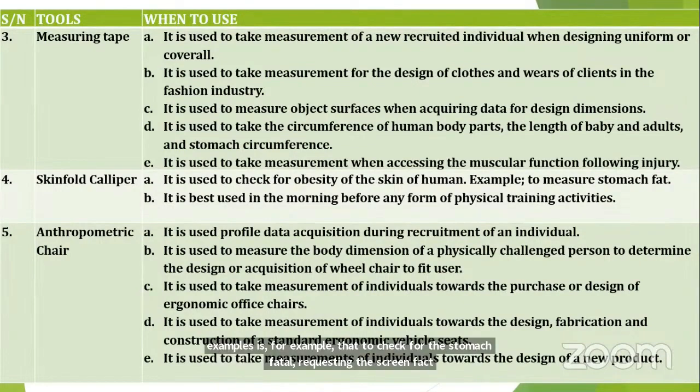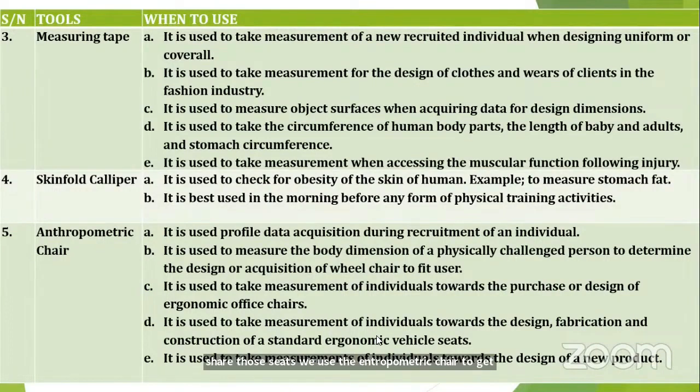And it's best to use before any form of physical activities. And lastly, we have the anthropometric chair. It's also used for data acquisition during recruitment of an individual, and it is used to get the body dimensions of a physically challenged person when you want to design a wheelchair for a physically challenged person. It is also used to get measurements to design an ergonomic chair, office chair, and also ergonomic vehicle seats. So when we want to construct or design such kind of chairs or seats, we use the anthropometric chair to get this design.